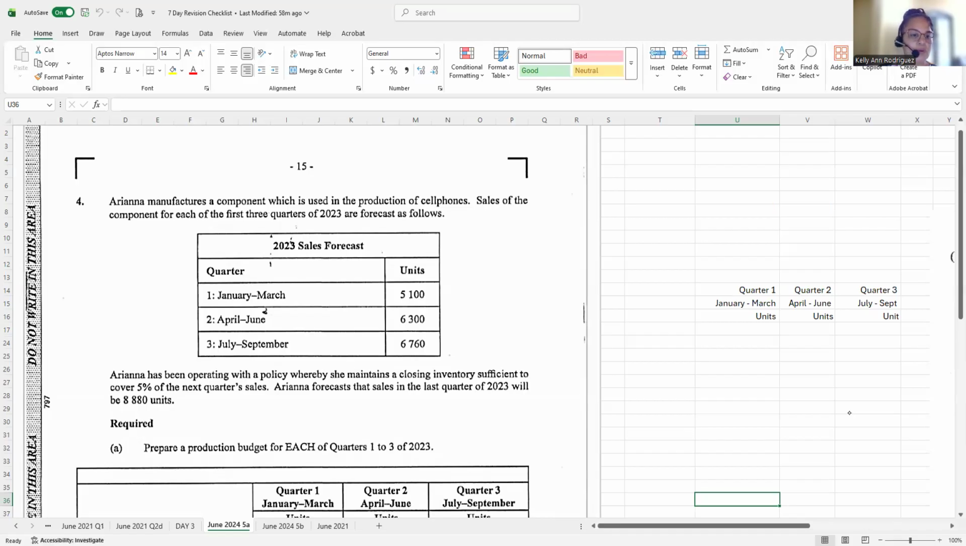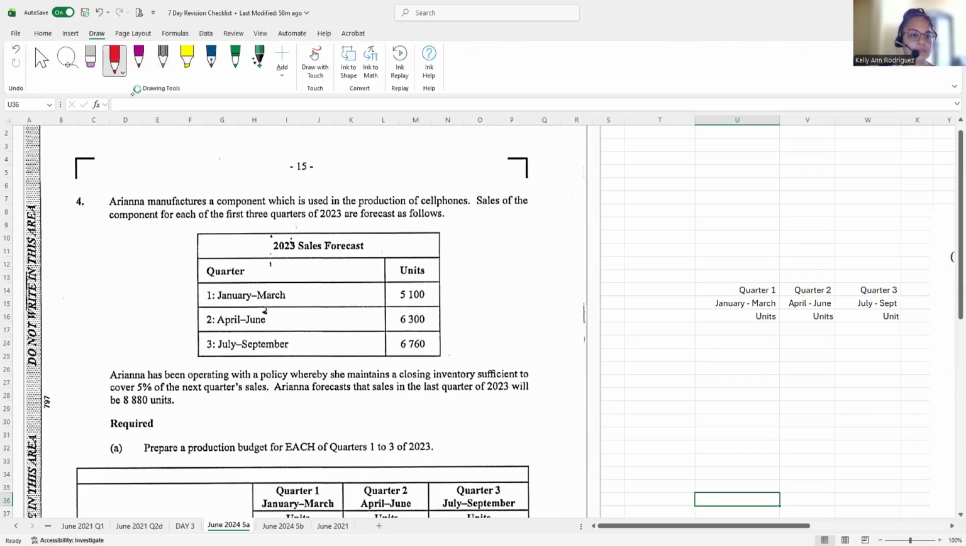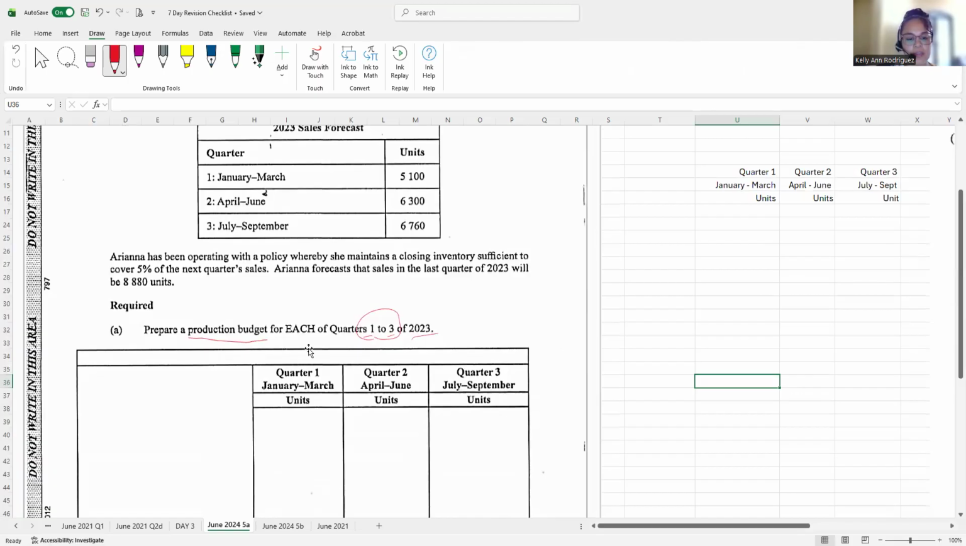So question four, part A, it asks you to prepare a production budget. And somebody might see this and get confused. They're seeing some figures here and they don't know what to do. Prepare a production budget for each of quarter one, quarter two, quarter three, for 2023. And they give you the format and everything here.